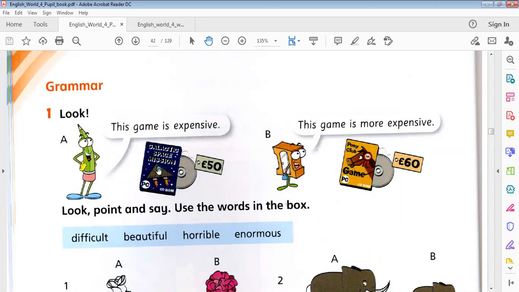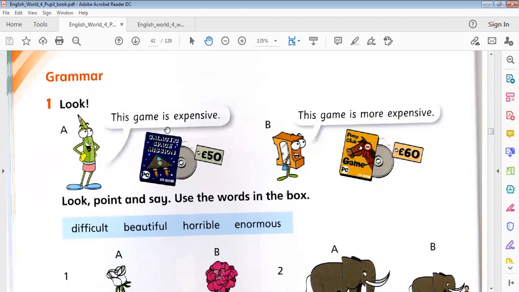So this game is for $50. $50 is expensive. It's very, very expensive. And here this game is for $60. So this is way more expensive. If we want to compare between these two things in terms of being expensive, we will use what? Comparative. So the sentence here says: this game is expensive.